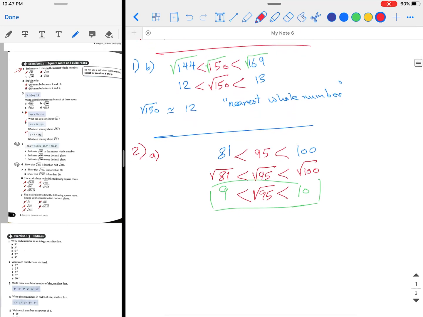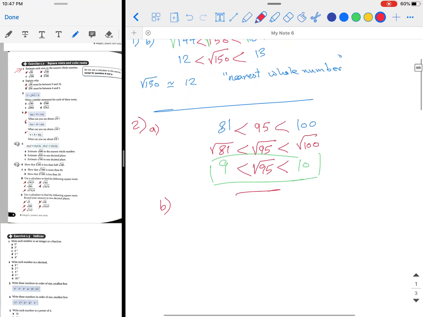That's it. Okay, for the next one, B, he said prove that the cube root for 95. Okay, here is 95, but I will think about cube numbers. One cube number before 95 I can find is 64, and one cube number after 95 I can find is 125. Okay, so I will take the cube root for all of them.